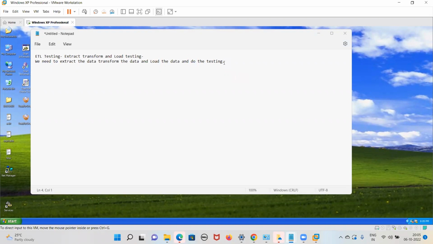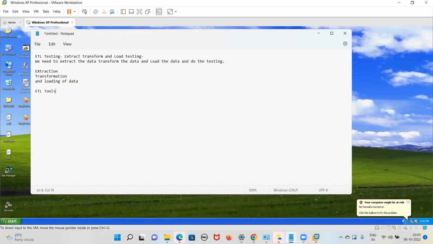Yeah, so I'm just starting ETL testing. I'm just telling there are three phases: extract, transform, and load. We are extracting the data, transforming the data, and then loading the data, and then doing the testing. This extraction, transformation, and loading of data are done using some ETL tools.